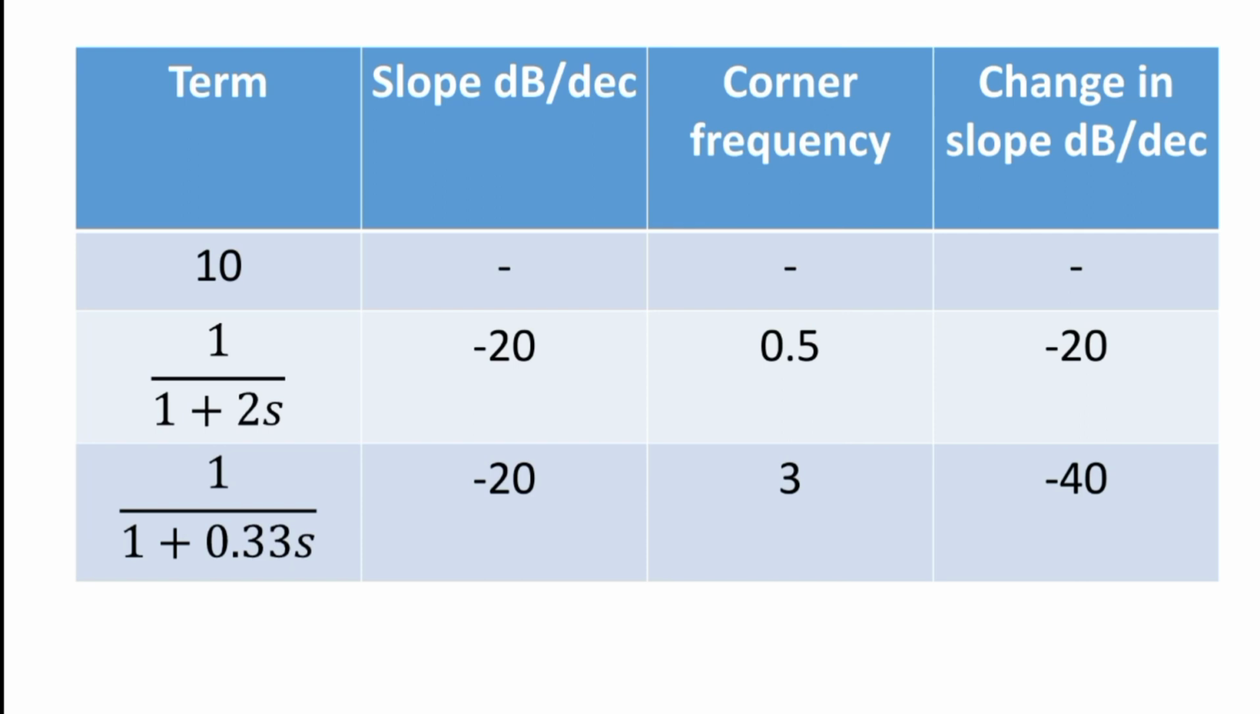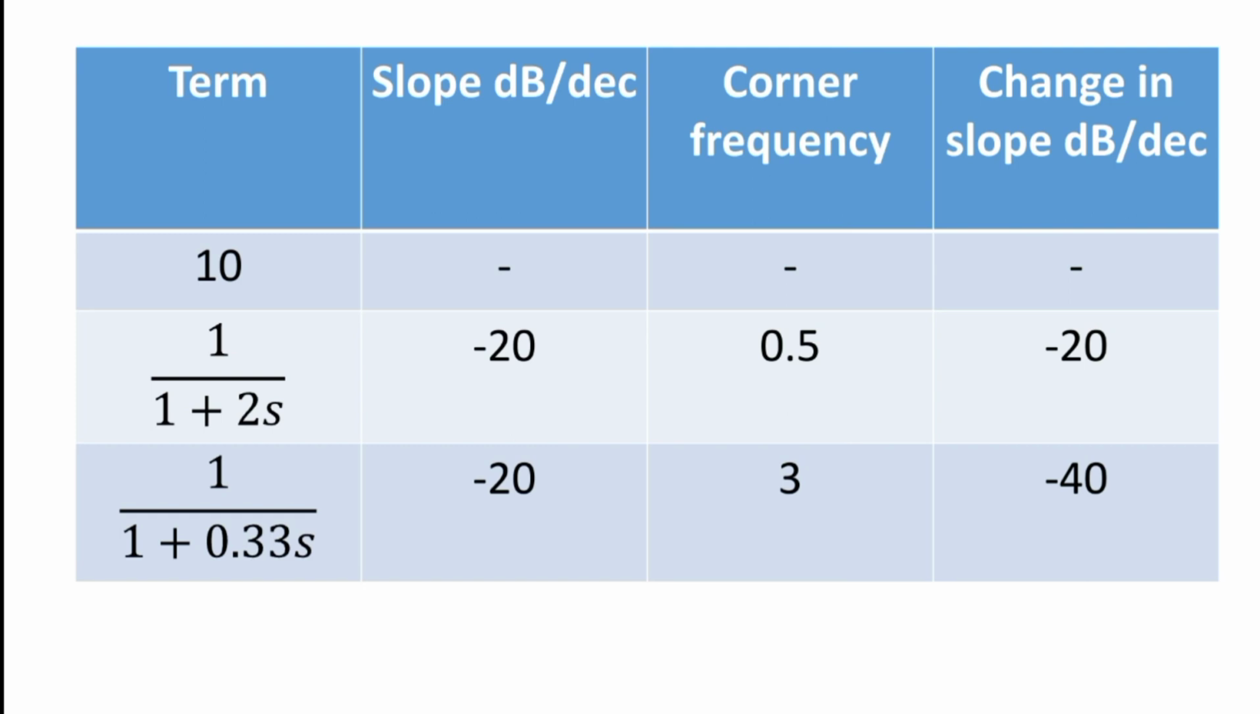Now, forming the tabular column and writing the terms based on the corner frequency, that is in ascending order of the corner frequency. So 10 is a constant, that is the first term, and the first corner frequency is 0.5, and the related term is 1 by 1 plus 2s. Second corner frequency is 3, and the corresponding term is 1 by 1 plus 0.33s.